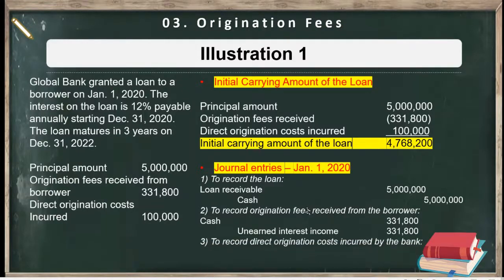Next, you have to record the direct origination costs incurred by the bank. So debit unearned interest income and then credit cash. So instead of debiting that to the account title direct origination cost, it is charged to the account title unearned interest income. So the net unearned interest income for this one, the difference, would be 231,800. That is what becomes the net unearned interest income if we offset them. That's why they can be offset.